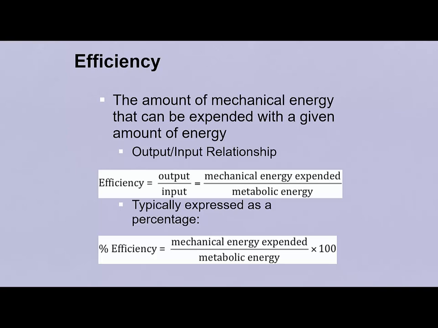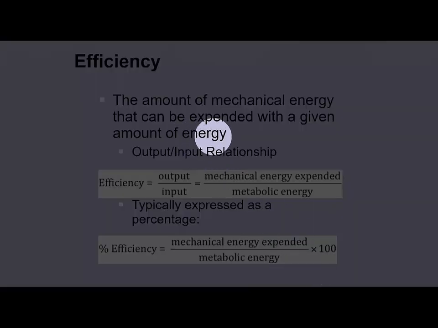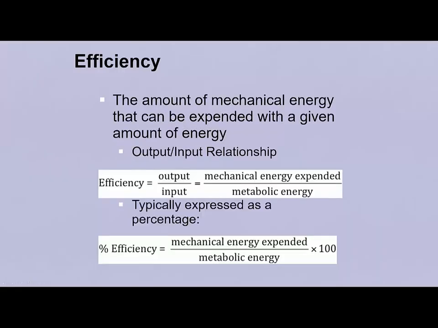So let's take a look at the definition of efficiency. Essentially what this means is the amount of mechanical energy that can be expended with a given amount of input. And really I should put here metabolic energy. So it's how much output I can get out of a given amount of metabolic energy. Perfect example is your car. We measure gas in terms of fuel efficiency. How many miles can you get per gallon? Same thing with this. If we have a certain amount of metabolic energy, a certain amount of VO2 max, how much output can I get out of that when I'm performing something?